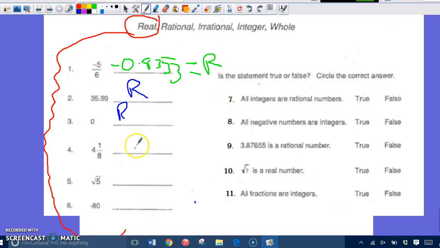That one's going to be a rational answer because it terminated, okay? Now, this one, square root of 5. Remember, I know you're not familiar with square roots, so I will help you with that.